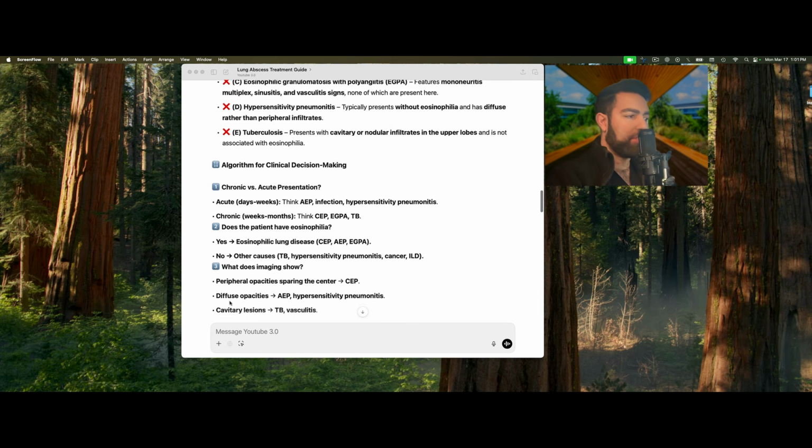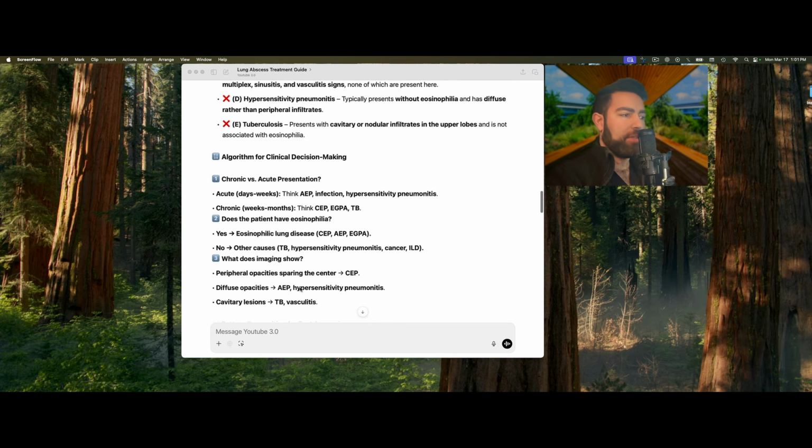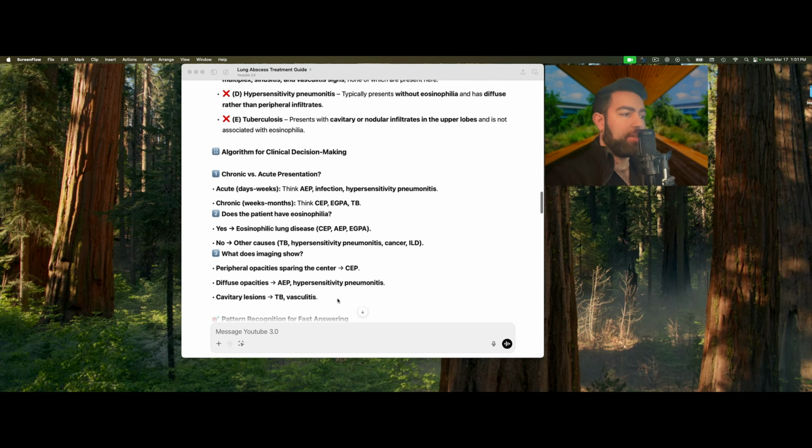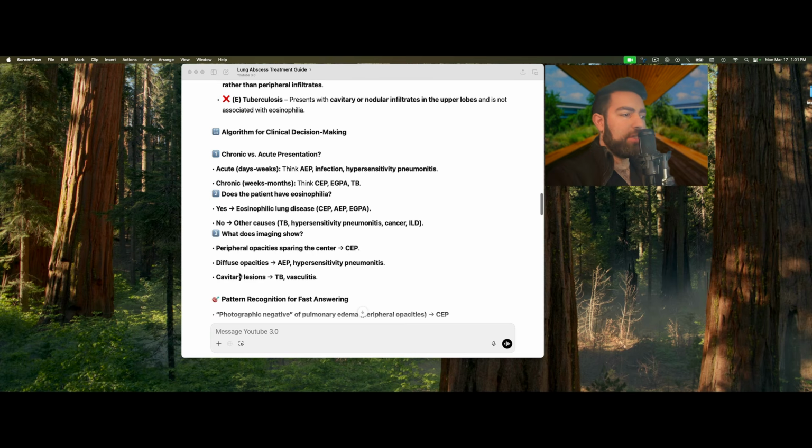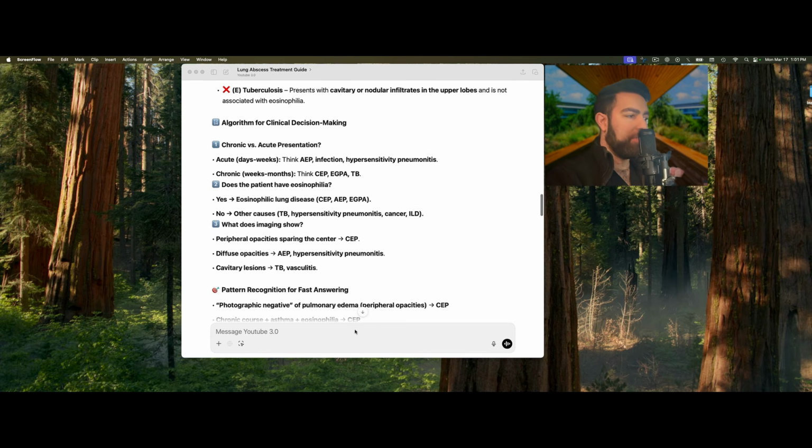So what does the imaging show? Then based on the imaging and the location of the opacities, is it something that is sparing the central area? In that case, you can also take that as a clue to be CEP, because it prefers more of the peripheral opacities. Diffuse opacities, you may have the AEP and the hypersensitivity pneumonitis. The cavitary lesions, you can see them with vasculitis involving the lungs, or TB.